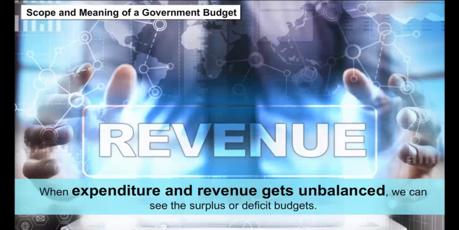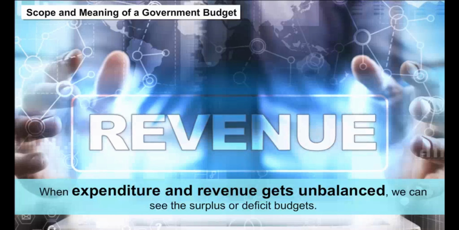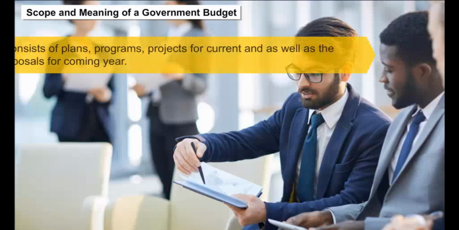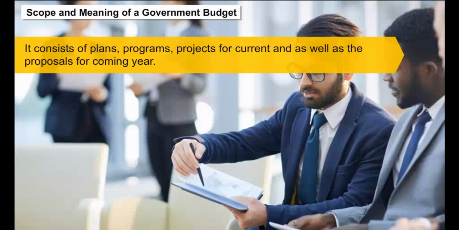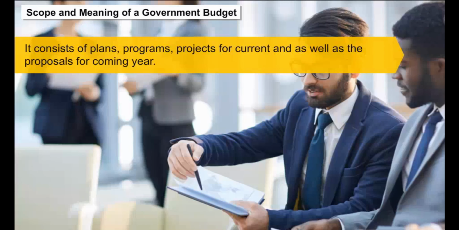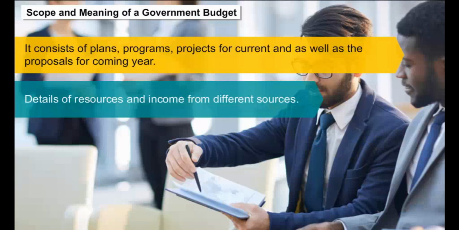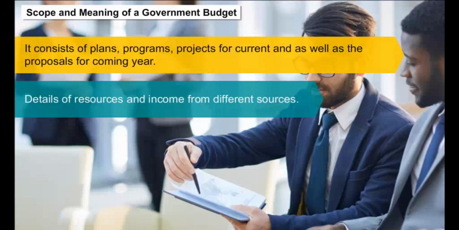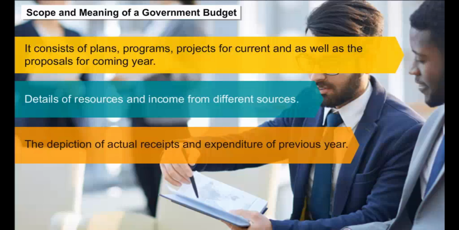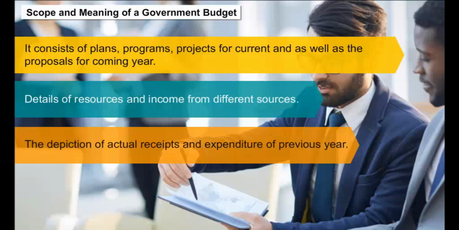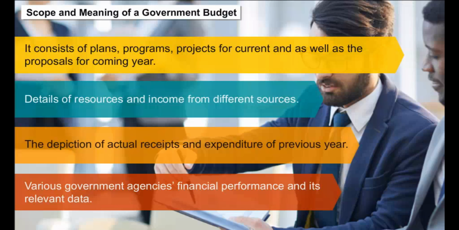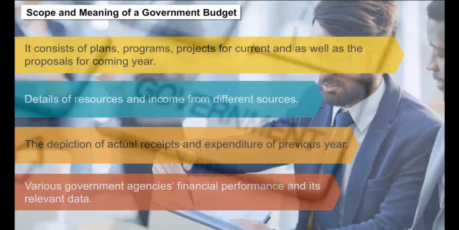When expenditure and revenue get unbalanced, we can see surplus or deficit budgets. In brief, it consists of plans, programs, and projects for the current year as well as proposals for the coming year, details of resources and income from different sources, the depiction of actual receipts and expenditure of the previous year, and various government agencies' financial performance and relevant data.